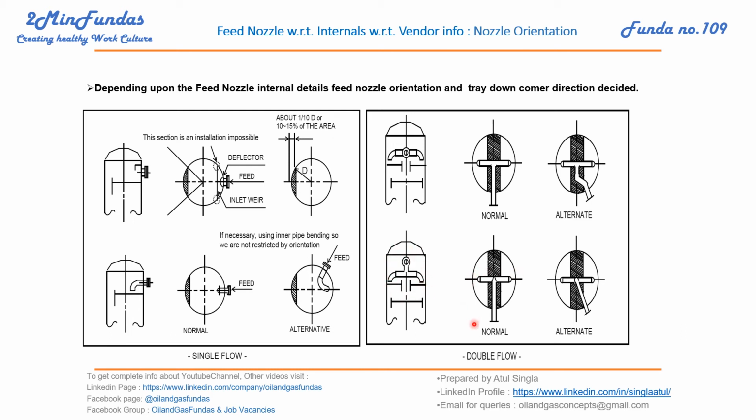Okay, similarly we have two options here. One is straight down here. If we are not able to go straight outwards, then we can go for an angle also. Okay, but for all these options we have to take confirmation from the vendor first, then only we can plan this. So it's all about the feed nozzle.